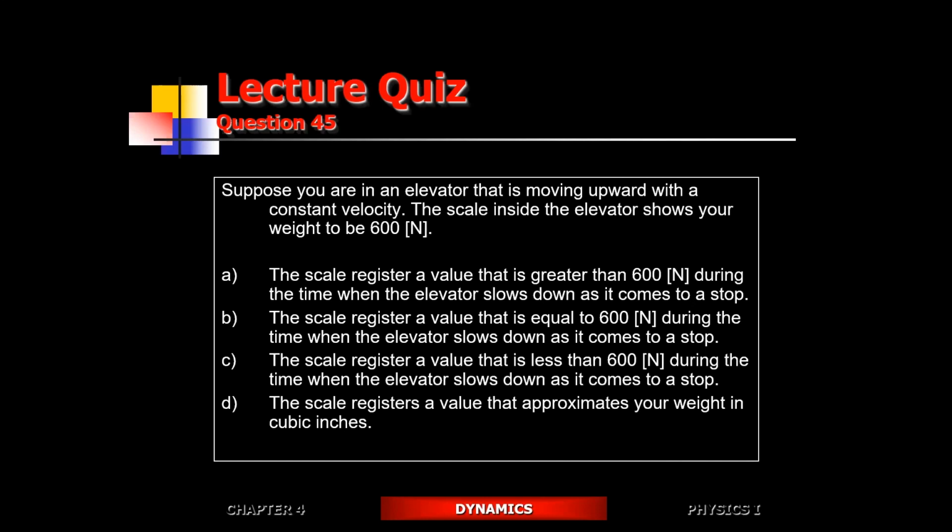Okay, I see a lot of B's here, so let's analyze. Suppose you're in an elevator that's moving upward. It's moving upward at a constant speed, right? The velocity is constant. According to the scale, you weigh 600 newtons, so that's your actual weight. You guys like B, so let's check to see if that's correct. According to B, the scale registers a value equal to 600 newtons during the time when the elevator slows down to a stop.